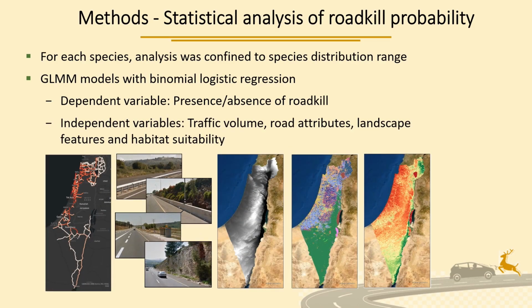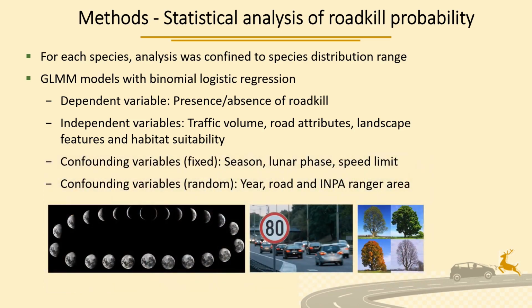Independent variables were those mentioned before, including traffic, road, and landscape variables. We also included confounding variables, both fixed and random. Fixed variables were the season, the lunar phase, and maximal speed limit. Random variables were the year, road section, and INPA ranger working area.